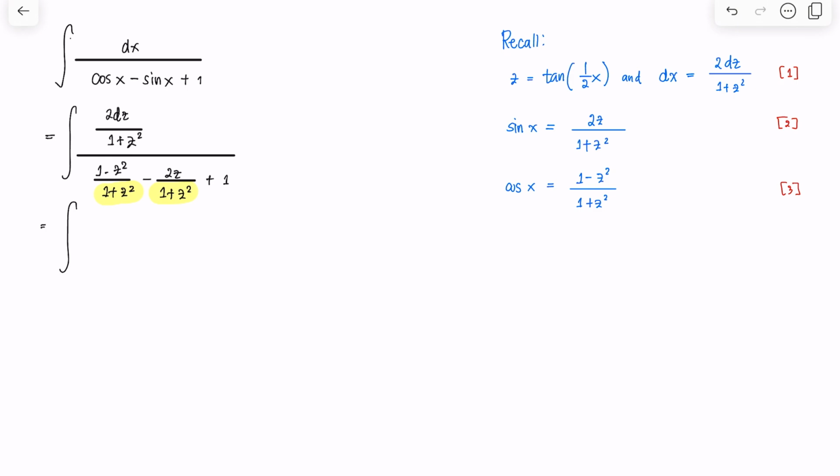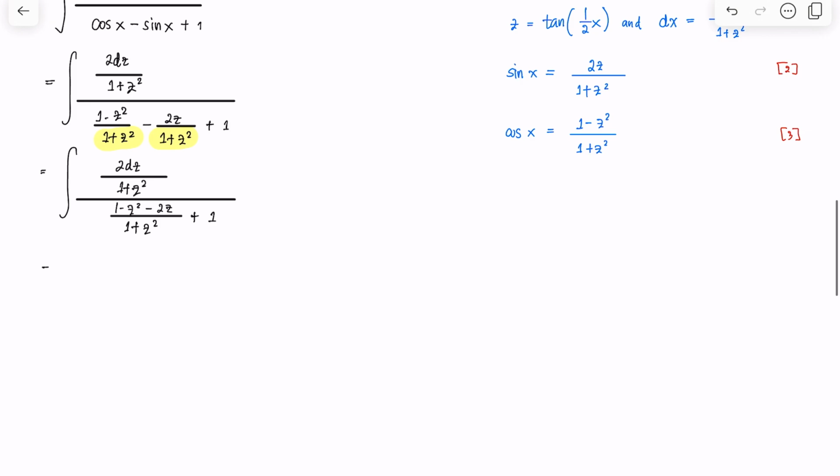I'm going to deal with the numerator first. This is just 2dz all over 1 plus z squared. Then the denominator will be, as I said, 1 plus z squared copied, and then we add the terms. The first term is 1 minus z squared. Since this is negative, plus multiplied by negative will be negative, so we have minus 2z. And this one, we have remaining plus 1 there.